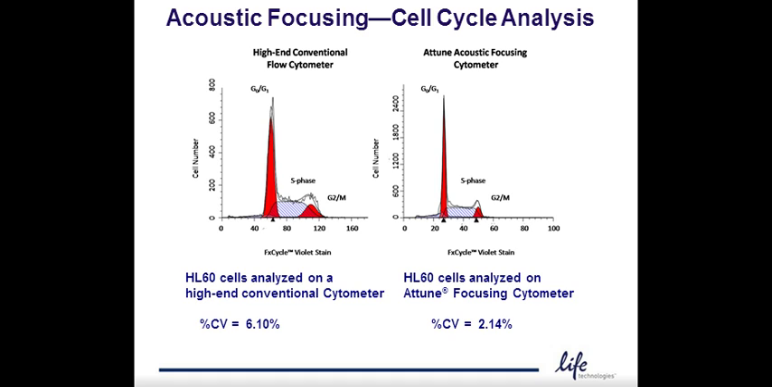Here is a side-by-side comparison of a sample acquired on a high-end conventional flow cytometer using a violet laser and a low sample rate setting. Approximately 15,000 total events were acquired on both the conventional system and the acoustic system. Alcohol-fixed HL60 cells were labeled with FxCycle Violet, and you can see the underlying cell phase distributions and the percent coefficient of variation is defined. The measurement using the acoustic system is highly precise.